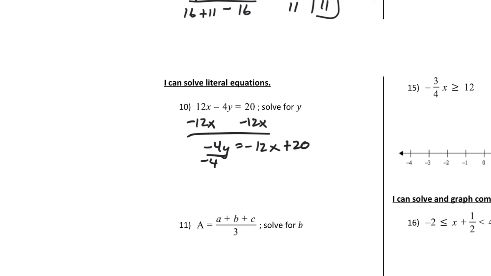I could write this a couple ways. I could divide each item by negative 4. It works out because 12 is divisible by 4, and so is 20. So these cancel, and y is equal to negative 12 divided by negative 4, which is positive 3x, negative 20 divided by negative 4 is negative 5, and there you go. There is that final answer.